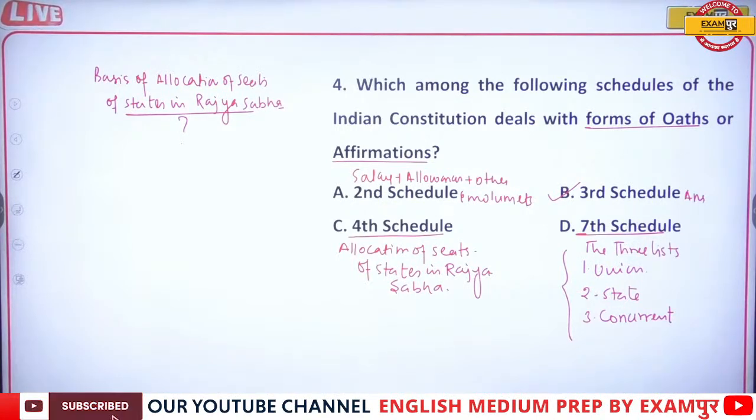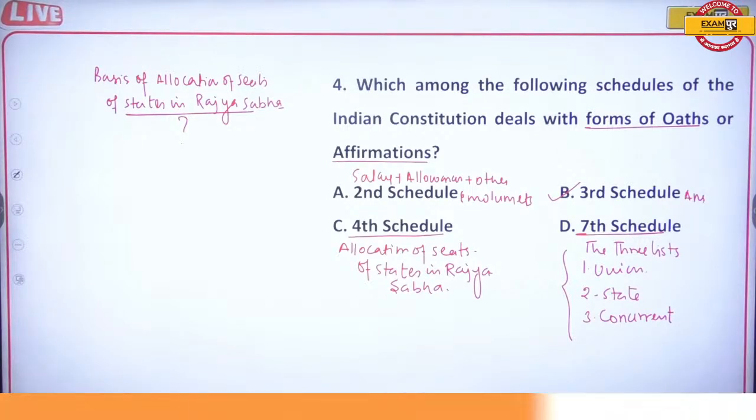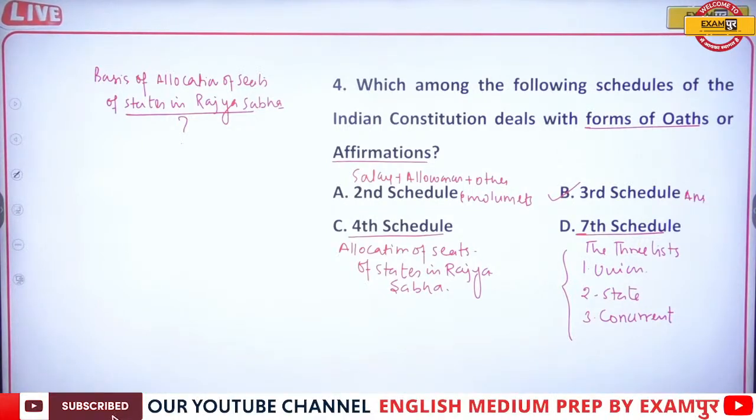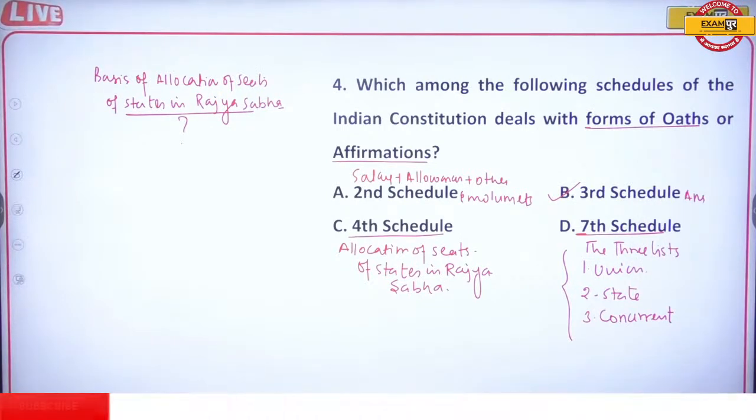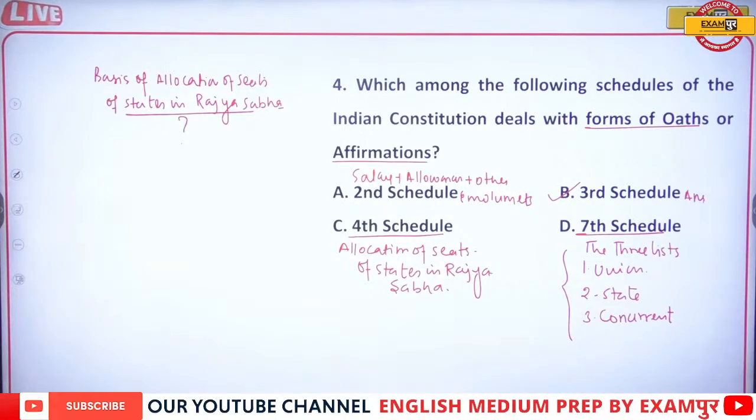On what basis are the seats allocated in Rajya Sabha? Can you tell me? Okay, very good, guys. That is the number of population. Definitely, it is according to the number of population.